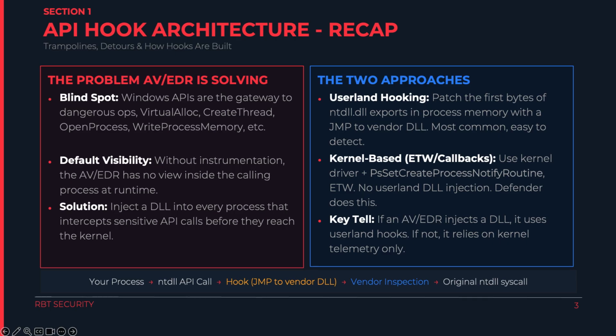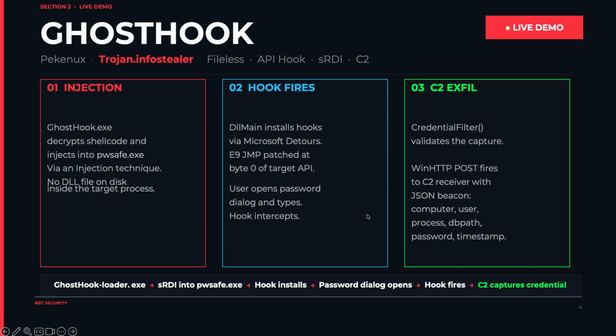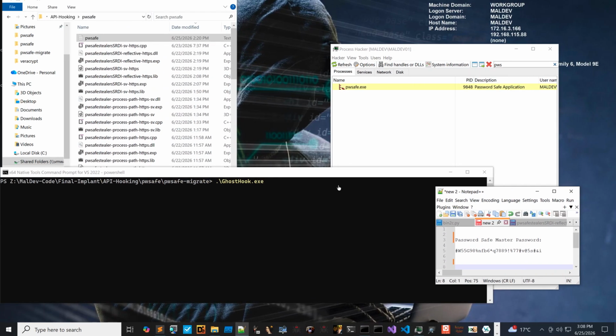So let's go to the demo. This is where we are going to present GhostHook and our Trojan infostealer. This is what it's going to do: the injection, the hooks, and the exfiltration. So let's jump to our VMware machine, full environment, and let's see it in practice.